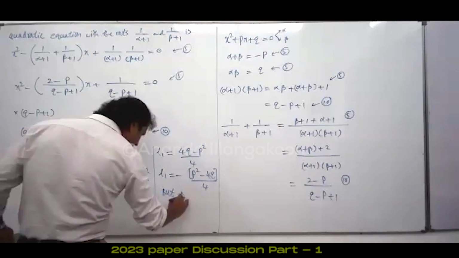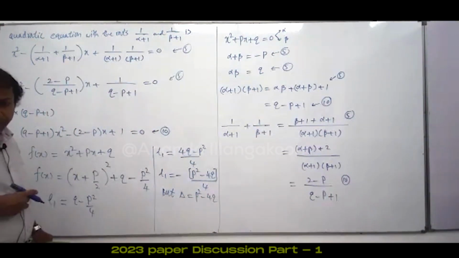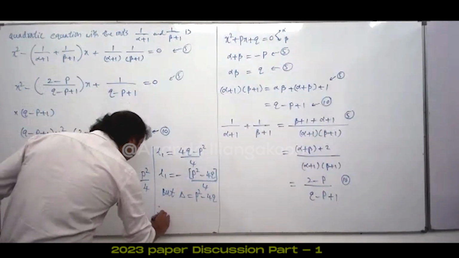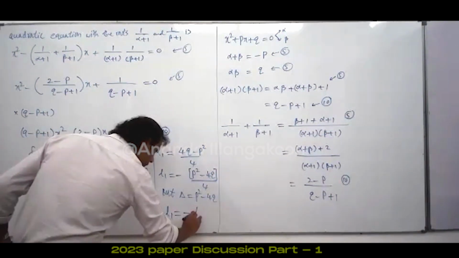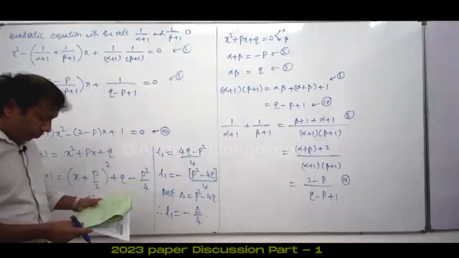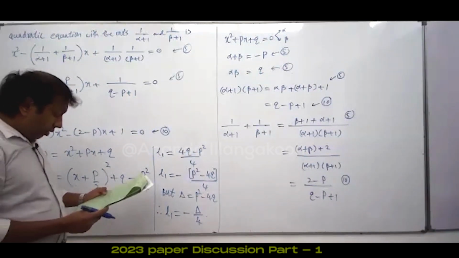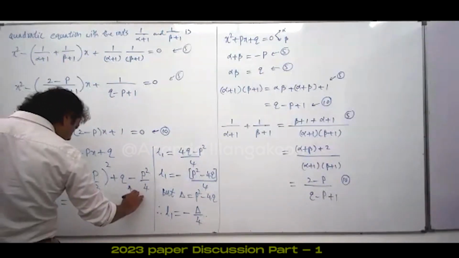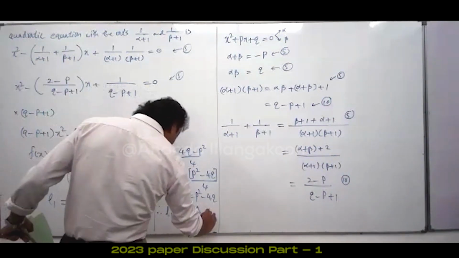But delta is p squared minus 4q, no? Okay. Then this is that delta. Therefore, we can write L1 is minus, p squared minus 4q is delta, divided by 4. This is the minimum value. Okay. And now here marks we get for this step 5 marks come in, and simplifying this way, finally getting this one 10 marks coming.